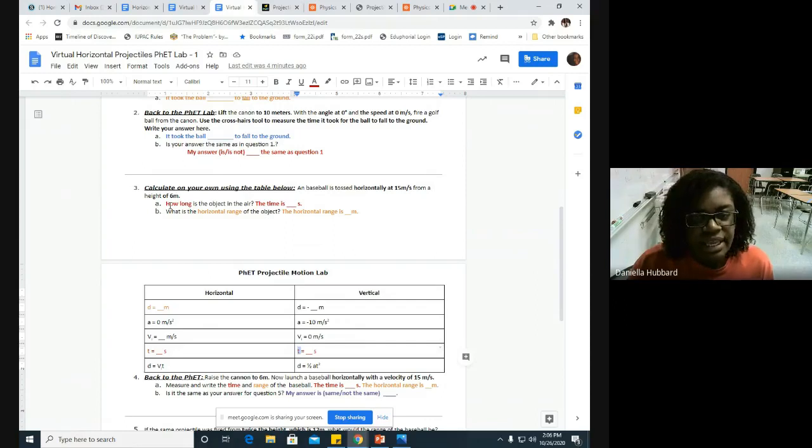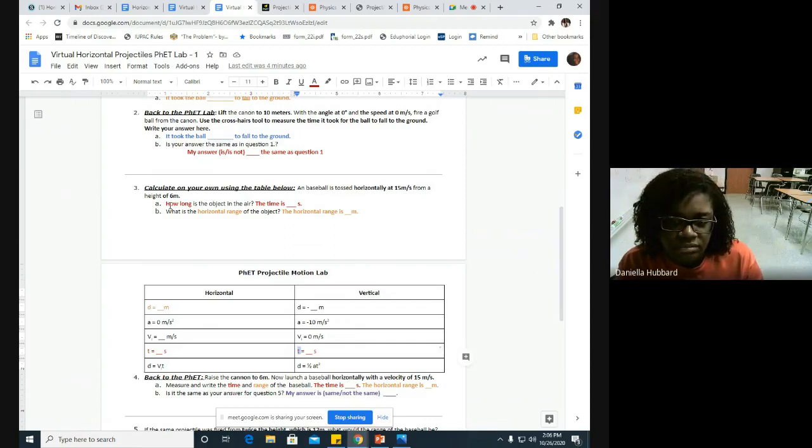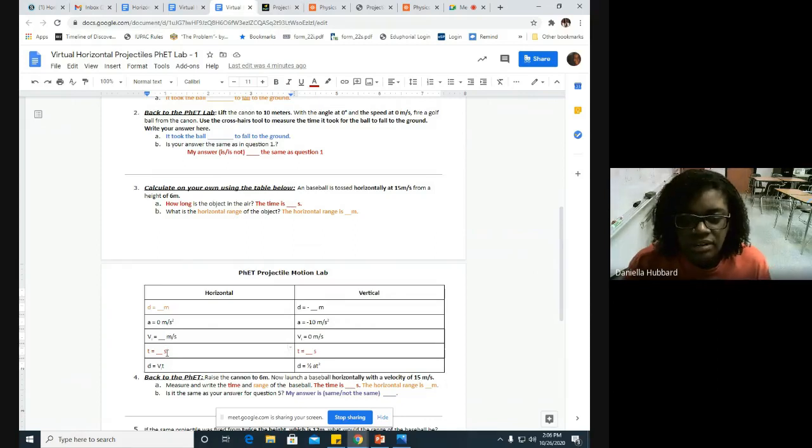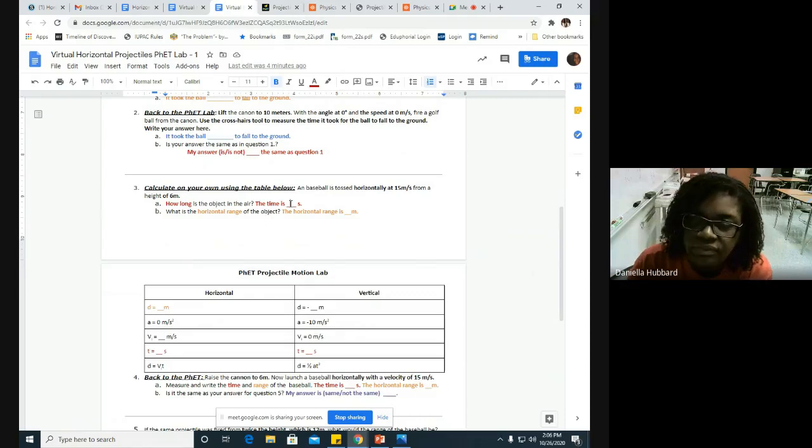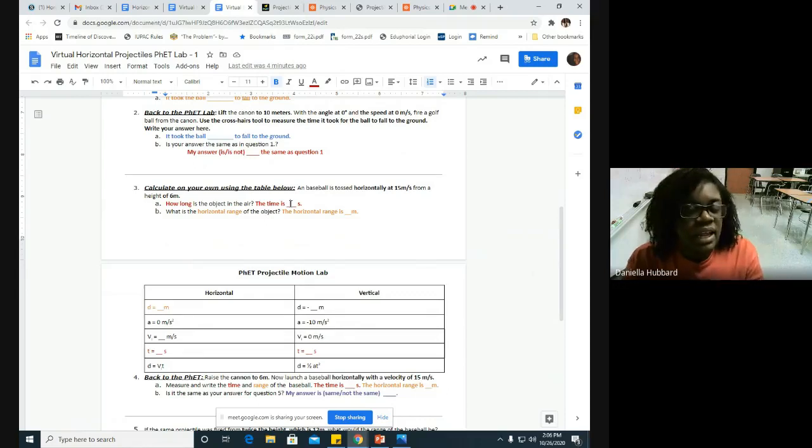So for part A, it's saying how long is the object in the air? Well, if you look at the table and you see the color of the time and the how long, hey, this is where I need to look. That's where I will place my answer. Or you can place it here in that sentence stem. Okay? But the fact that this is the first thing you have to solve for lets you know time is the first thing you need to solve for because it's listed first. Okay? Then it asks for the horizontal range of the object. Well, if you see the word range, you know that's some type of distance. And we specifically told you where to go, and that's underneath the horizontal.